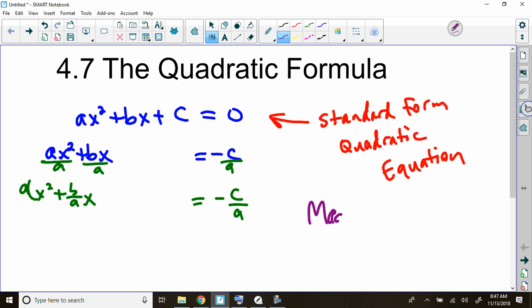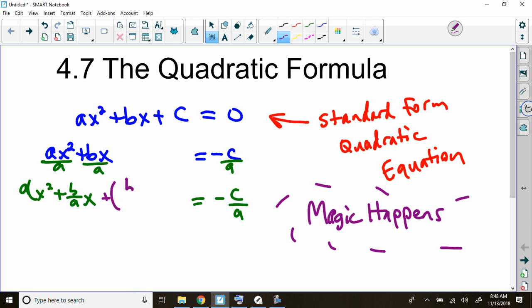This magical technique. I'm going to just say magic happens. Woo, magic happens. It's not really magic. Maybe you'll know what the technique is. So I'm going to add the square of half the coefficient of the linear term to this side. I'm going to add b squared over 4a squared to this side. And I got to multiply this by 4a over 4a.